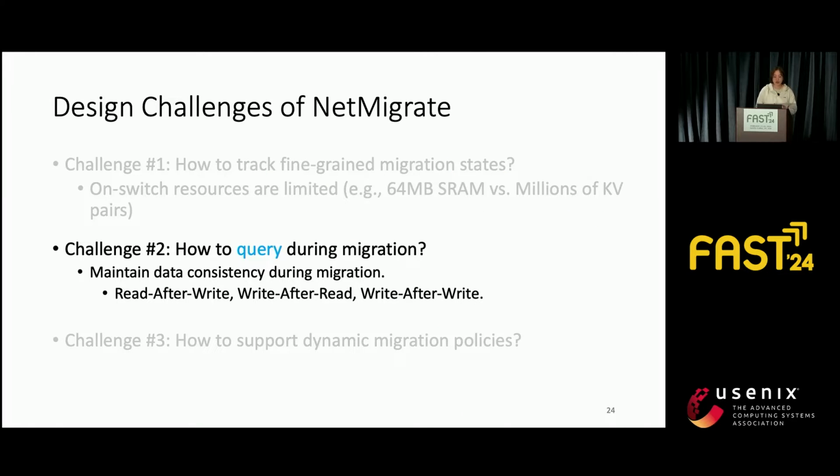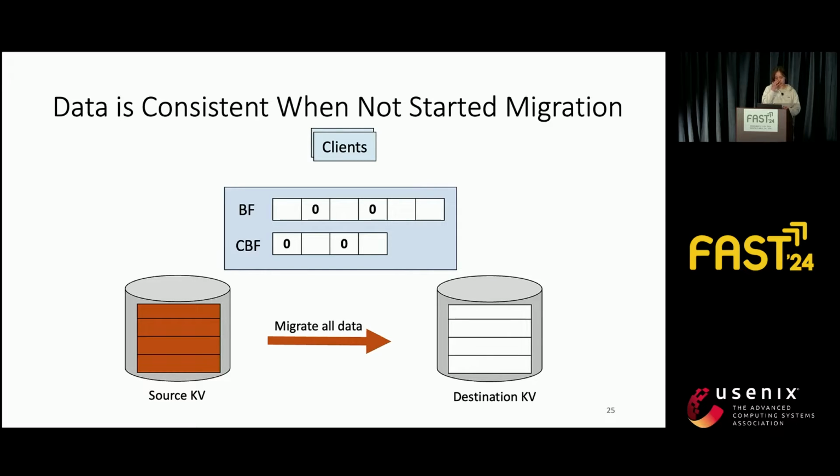And the second challenge: how can we query during the migration, given our previous state tracking, while still maintaining strong data consistency? Let's look at it one by one. First, the not-started migration state of a group. The client sends a request to the switch. Based on the BF and CBF lookup, they are both 0. The switch knows the entire group has not been migrated. So both read and write queries should go to the source, and there's no consistency issue.